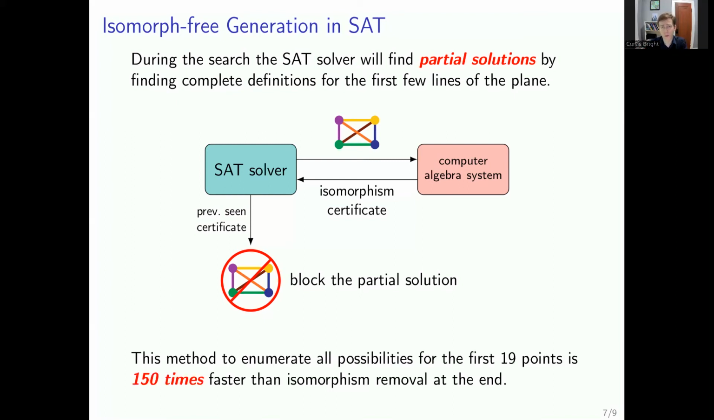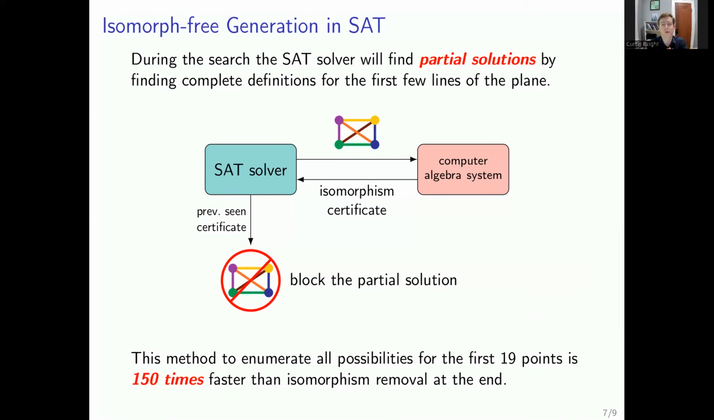Now, why, you might ask, is this actually a powerful technique? And indeed, it is a very powerful technique. We enumerated all of the possibilities for the first 19 points of the plane 150 times faster using this recorded objects approach than the alternative approach, which would be to find all solutions and then, at the very end, remove all the isomorphisms. In the alternative approach, you would be calling the computer algebra system fewer times. However, it pays off to call the computer algebra system while the solver is running, right? It's much, much faster to make more calls to the computer algebra system, but do it sooner, than it is to wait till the end, right?